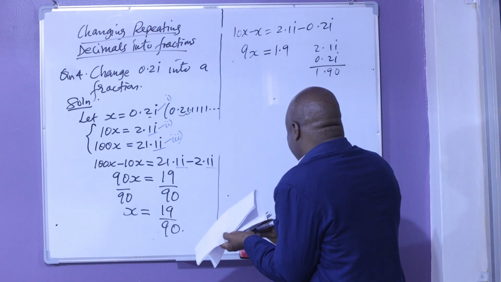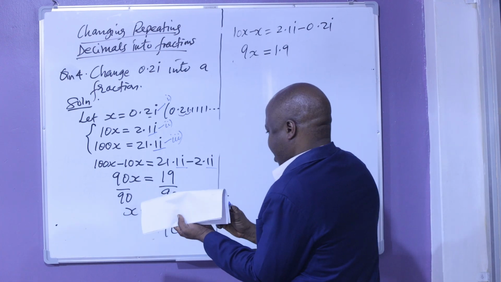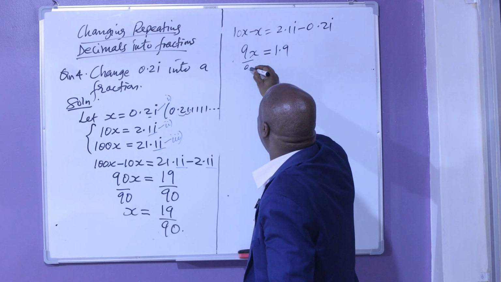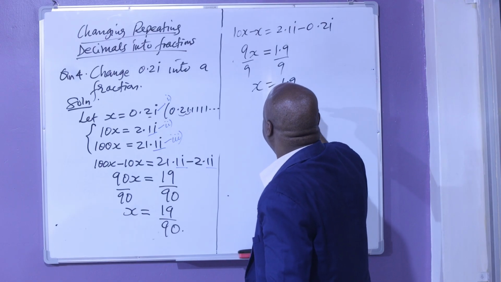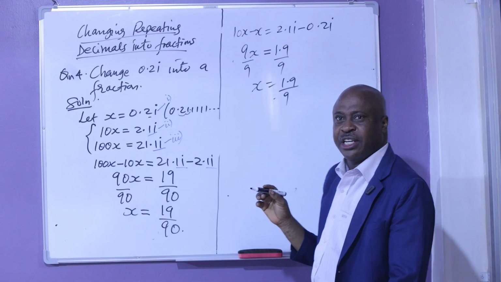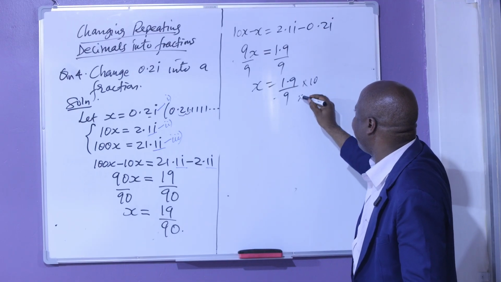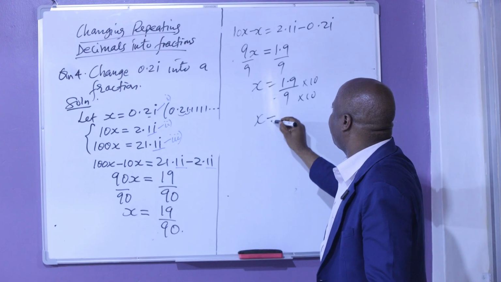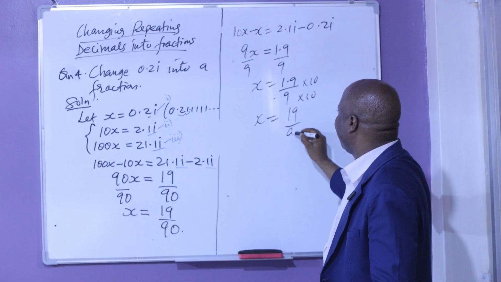Now getting 1.9, this means that if I want to continue, I have to divide by 9, then x would be 1.9 over 9, which is actually not applicable. I have again to multiply by 10 and here by 10, so that I end up getting my 1.9 times 10 is 19, then 9 times 10 is 90.